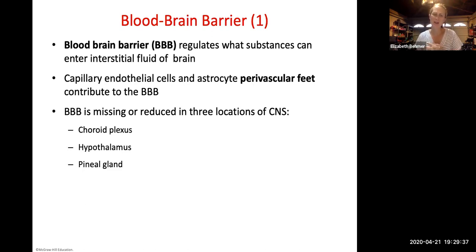The blood-brain barrier is missing or reduced in the choroid plexus, where cerebrospinal fluid is being made, the hypothalamus, and also the pineal gland. That's because of some of the hormones; the pineal gland helps with your sleep and wake cycle. They don't want the blood-brain barrier to get in the way of messing up anything that could be going through the brain at that point.